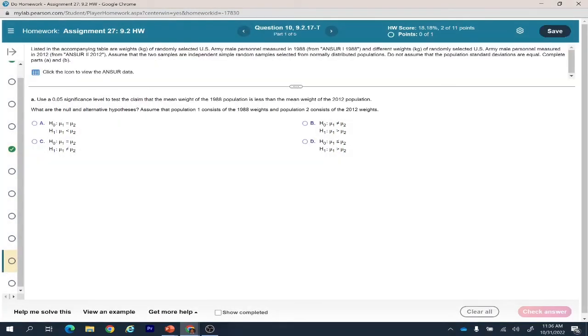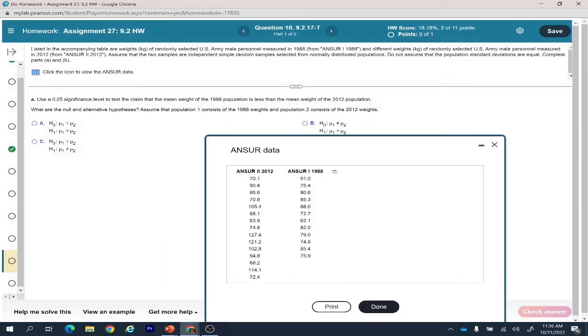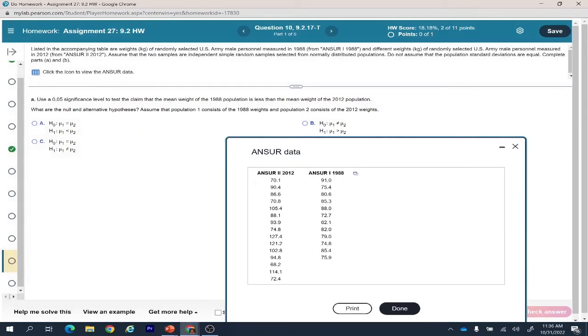Let's go to the next problem. Very similar type of problem. We have been given data sets listed in the accompanying table. Here is the table. As you can see here, they have different sample sizes, so that's not a problem. These are the weights of randomly selected US Army male personnel measured in 1988. So the second one is 1988, and the first one is 2012.